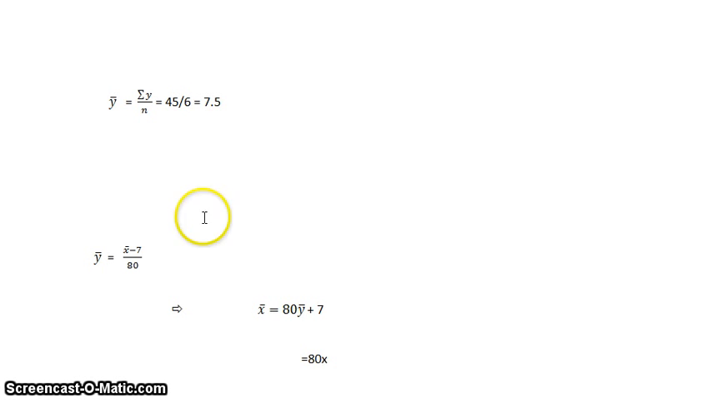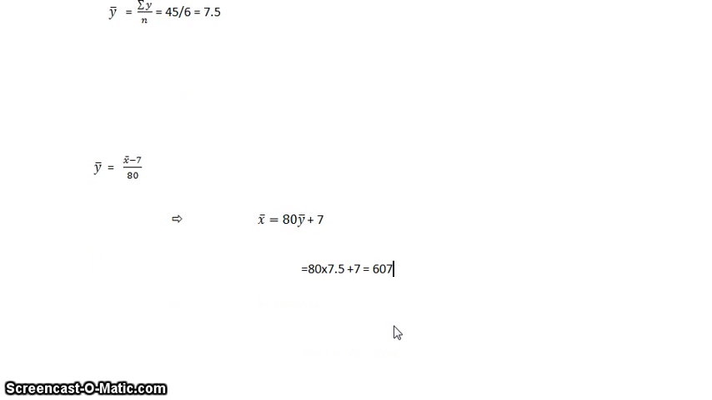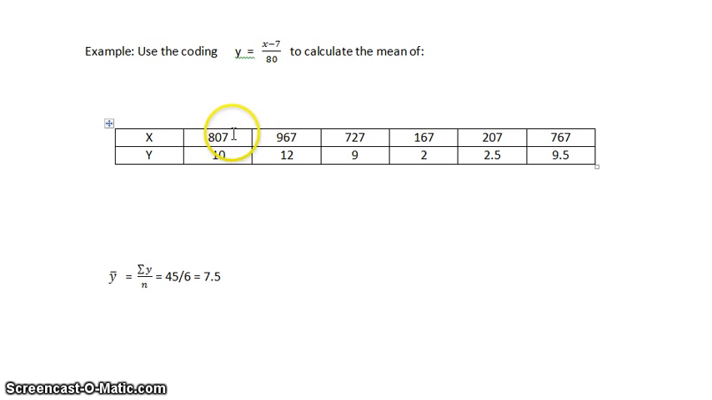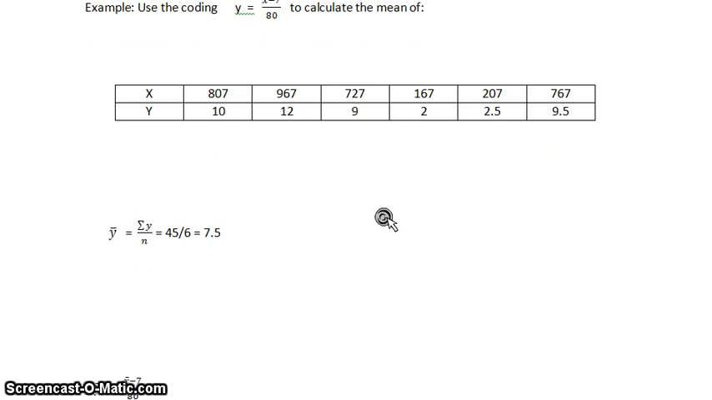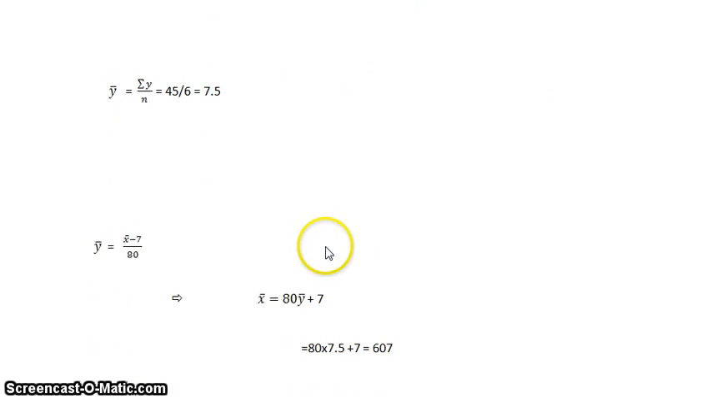times y bar, which is this number here, 7.5, plus 7. And that comes to 607. And that's x bar. That is the mean of our x values. And you might want to just check that you're happy that the mean of x is actually 607. And you can see that we've worked that out with simpler numbers. We didn't have to add up all these x's. We just added up the y. So a little bit easier.